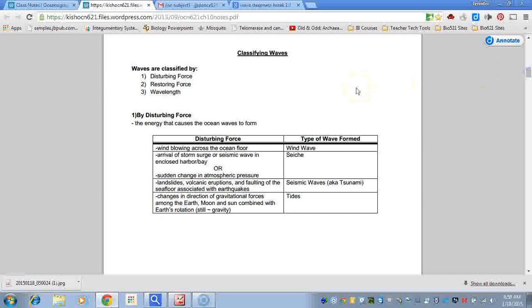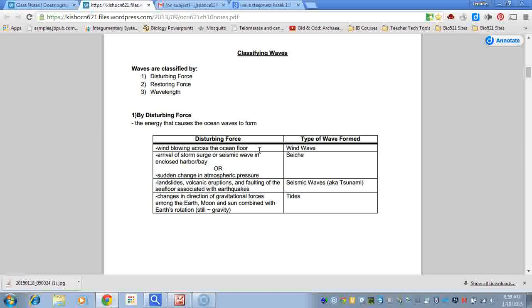Waves are classified by three main things, or three main properties: the disturbing force, the restoring force, and the wavelength. So first, the disturbing force, that's basically the energy that causes the wave to form. So the wind waves that we tend to see at the beach most often are formed because of wind that's blowing across the ocean surface.